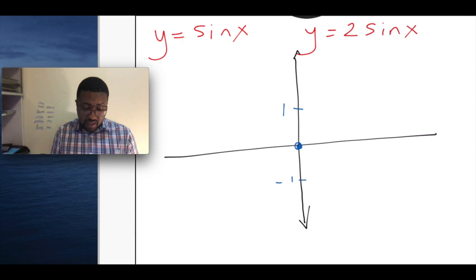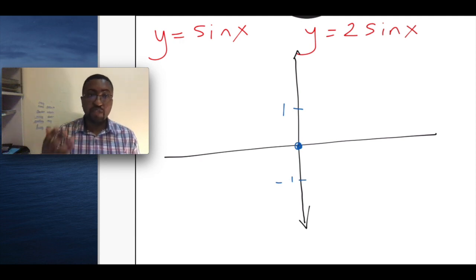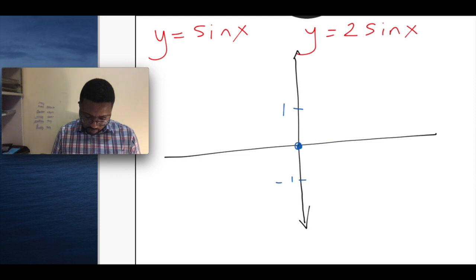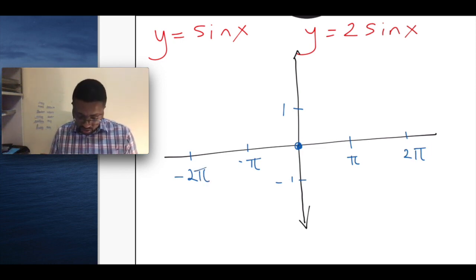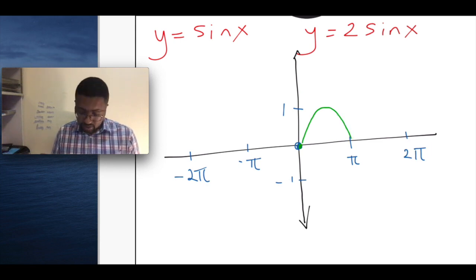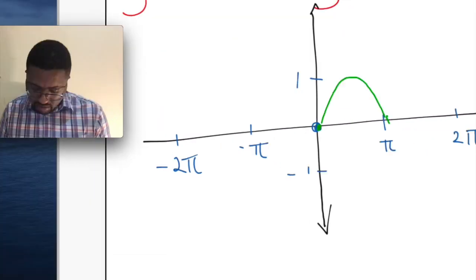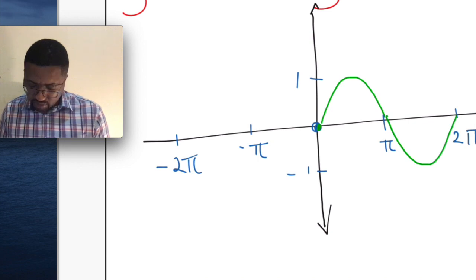So the period is 2 pi, which is 360 degrees. So here I have pi, here I have 2 pi, here I have -pi, here I have -2 pi. Okay, so our function is going to go from the origin, go up and come back through pi, because the sine of pi is 0, then go to the other side. Of course it keeps going.